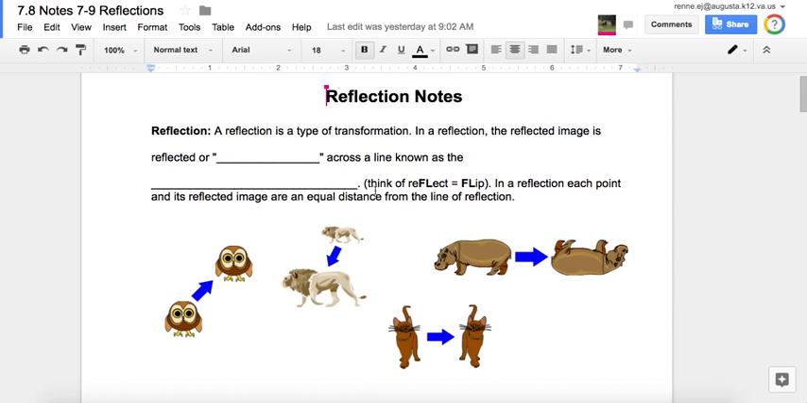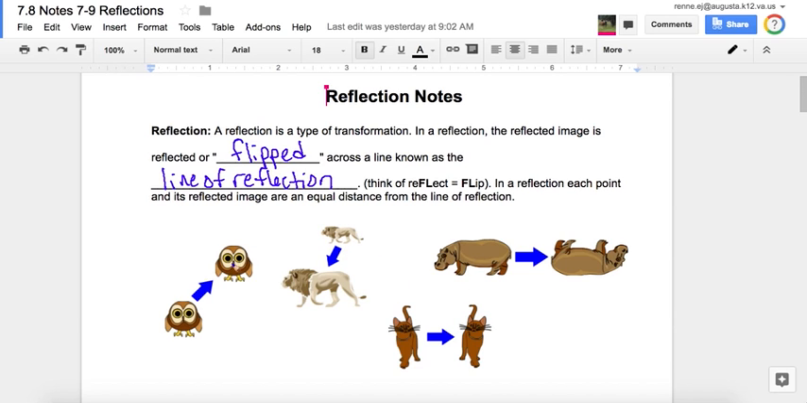So a reflection is a type of transformation. In a reflection, the reflected image is reflected or flipped across a line known as the line of reflection. In a reflection, each point in its reflected image are an equal distance from the line of reflection.